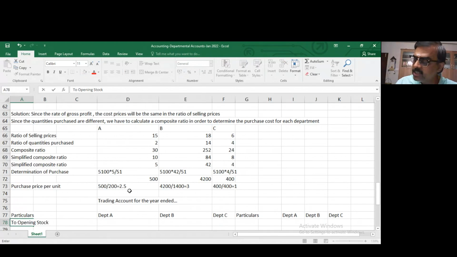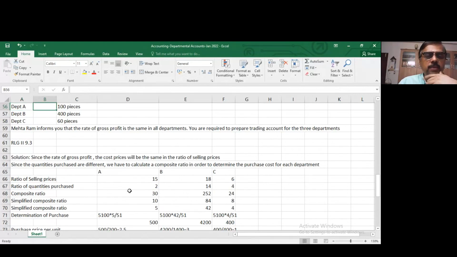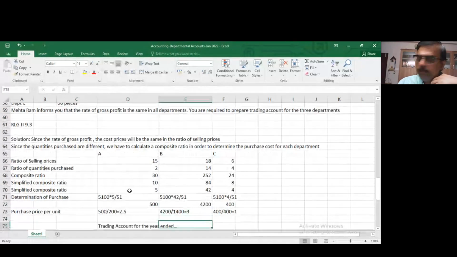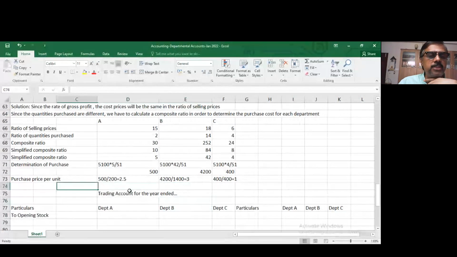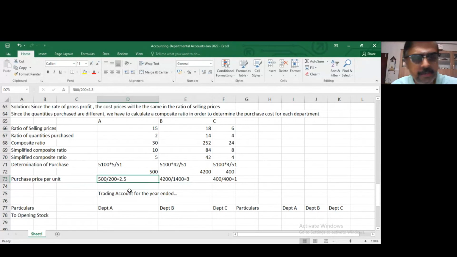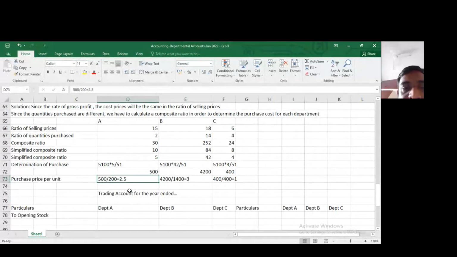You can take it based on purchase price. What is the opening stock? Can you tell me quantity wise? 100 pieces you can take at purchase price per unit of 2.5. So 100 into 2.5, how much is this? The purchase price will be the opening stock value also. That's a normal assumption because they have not given the value. So you have to go by the purchase cost. So 100 into 2.5 is what? 250.